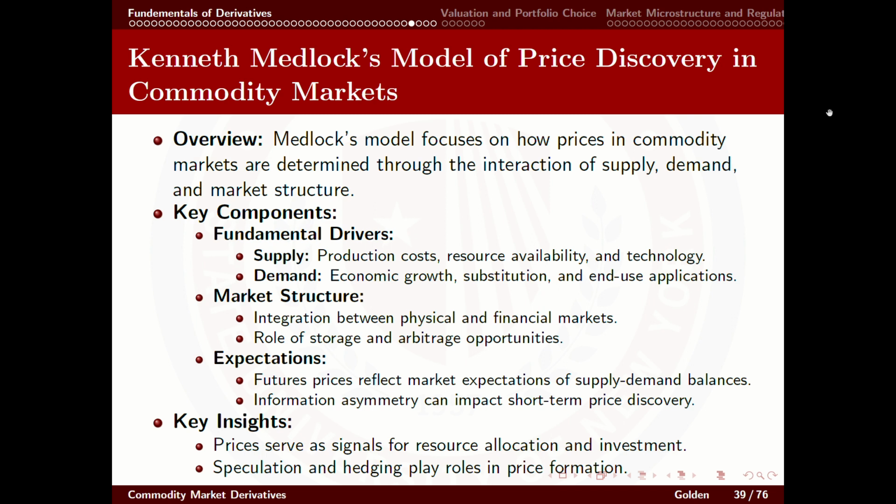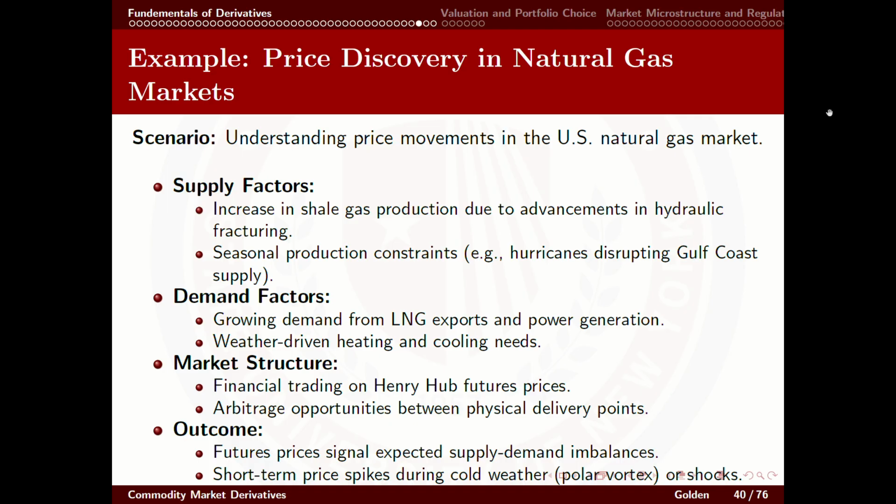So the key insights of this particular model, I'm not going to show you any of the math. The key insights are that prices serve as signals for resource allocation and investment. So prices go up, this leads to more investment. Prices go down, this leads to less investment. And speculation and hedging play major roles in price formation. So, a quick example of price discovery in natural gas markets.